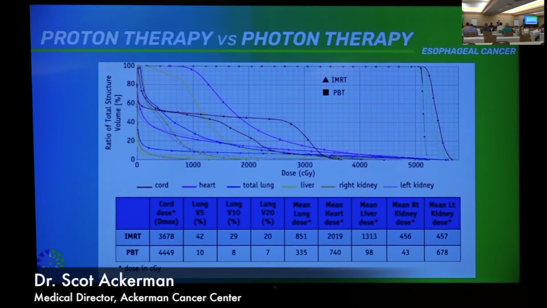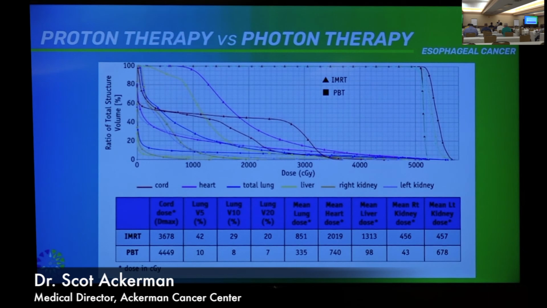Our tolerance to the spinal cord is 4,500. So we're below it either way, and there's not much difference there. But the real key is those other numbers. The volume of the lung that receives more than 5 gray is only a quarter: it's 10% of the lung with protons versus 42% of the lung with photons. The volume of the lung that receives more than 10 gray is 8% with protons versus 29% with IMRT.